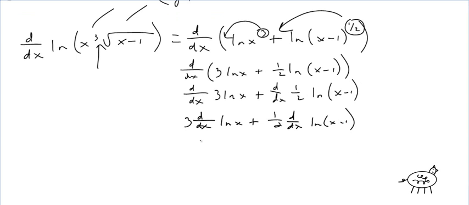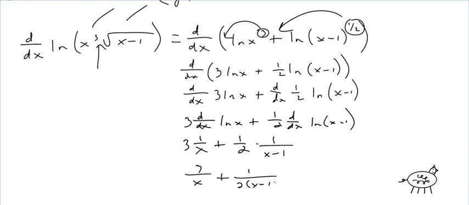Okay, now it's really easy, right? What's the derivative of natural log of x? It's just 1 over x. Plus 1/2, derivative of ln of x minus 1 is going to be times 1 over x minus 1. And then derivative of x minus 1 is just 1, so I don't have anything to worry about. And this actually was an easy one doing it this way, because now it's just 3 over x plus 1 over 2 times x minus 1.